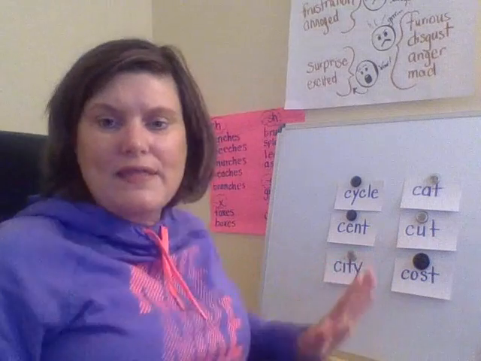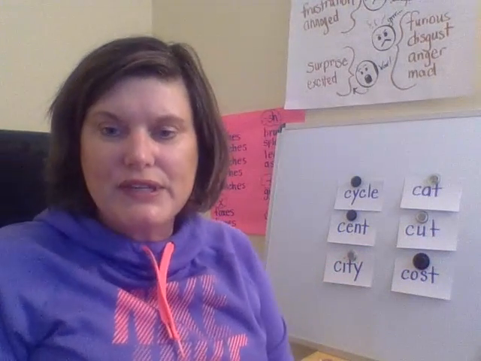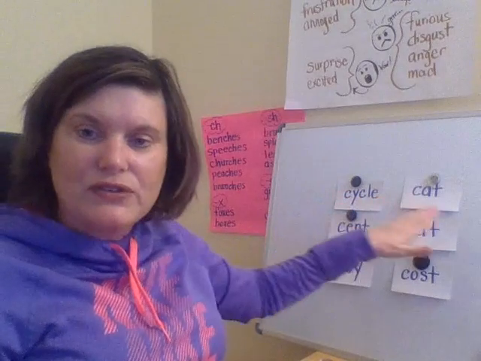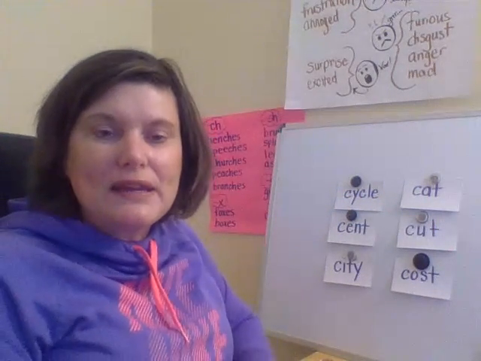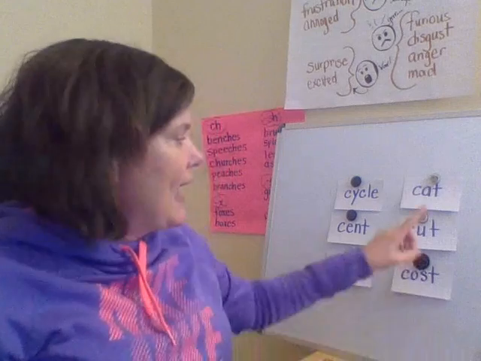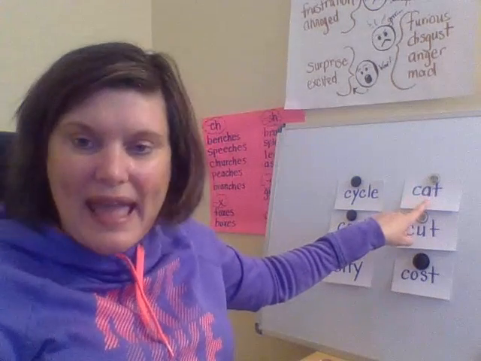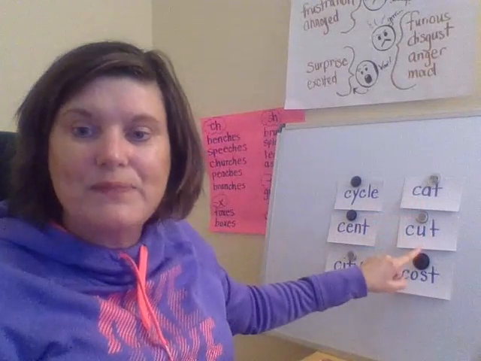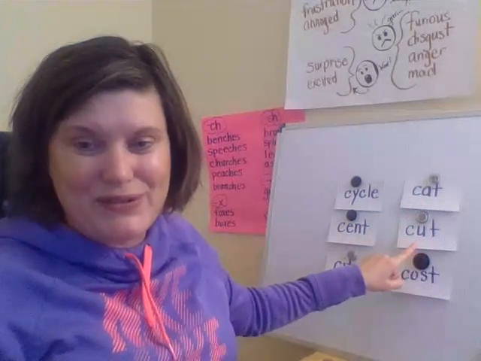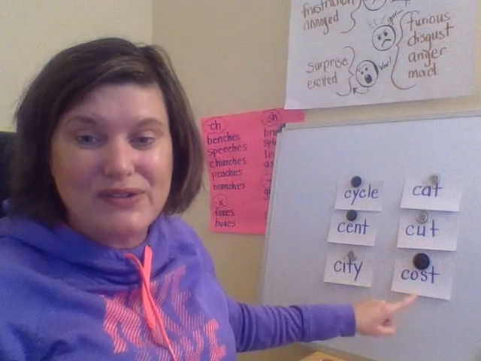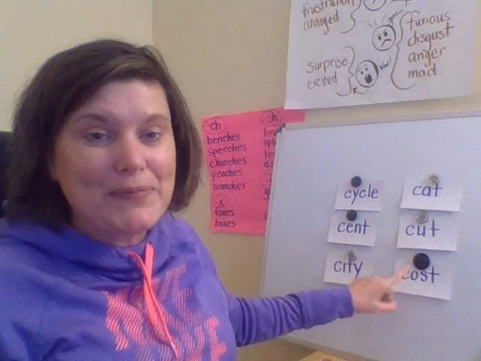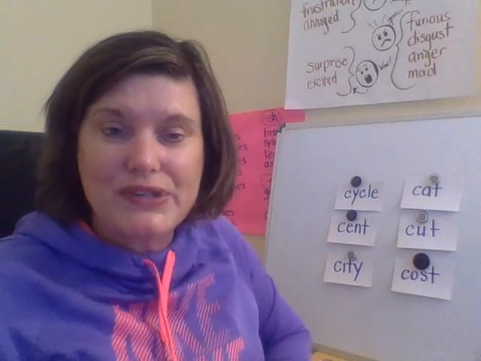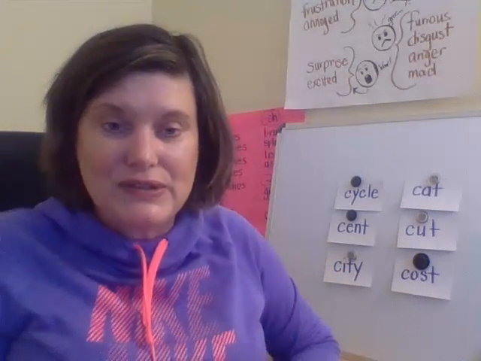So one thing that we know when we see the letter C at the beginning of a word, it can either make the S sound or the K sound. Now something that's really cool, anytime you have A after the C, it's going to make the K sound. Anytime you have U after C, it'll make the K sound. Same thing with the O. Anytime you see Y, E, or I after C, it's going to make the S sound.